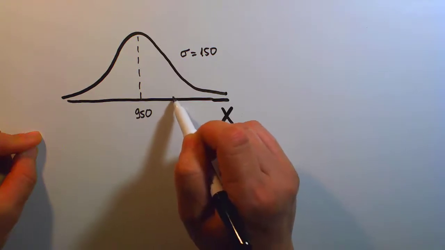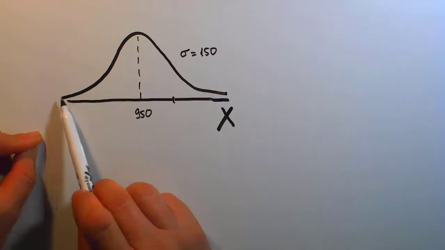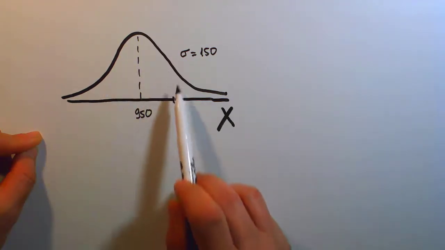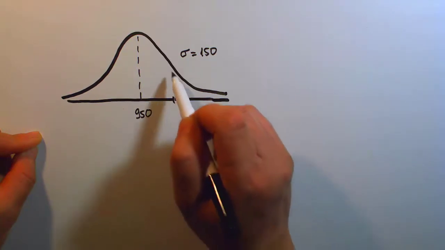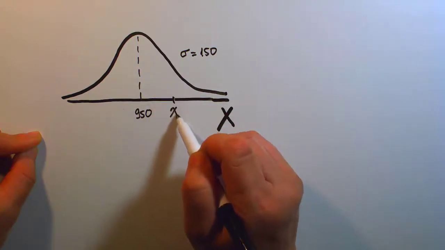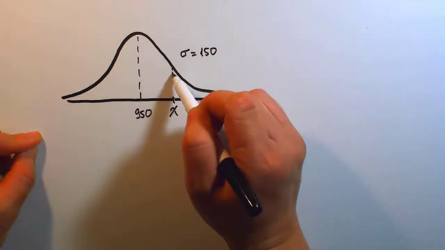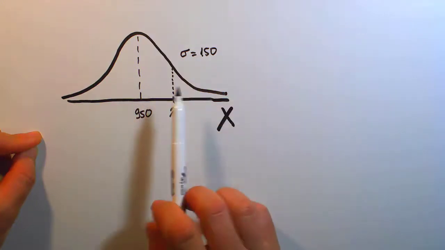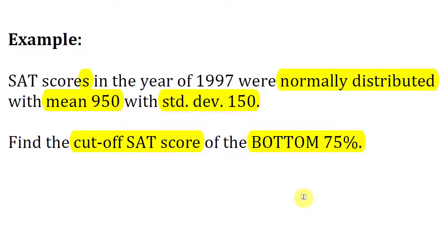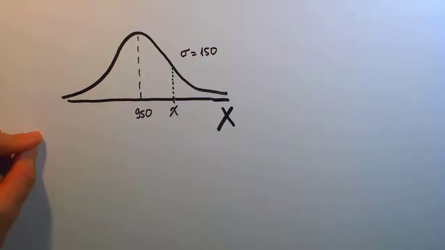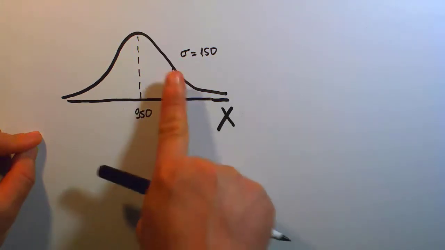Any score here that we place can become a cutoff, since the entire area cumulatively shaded inside any bell curve is 1. So any score we place here, let's say a particular score called a lowercase x, will become a cutoff, since it's going to split the bell curve into two separate areas. So as required here, this is the cutoff SAT score of the bottom 75%.